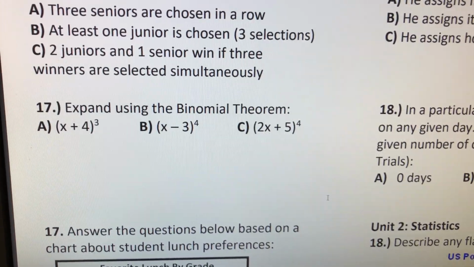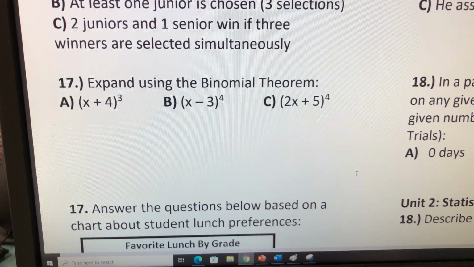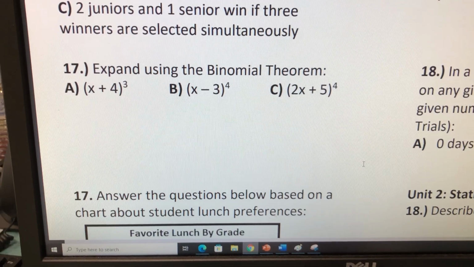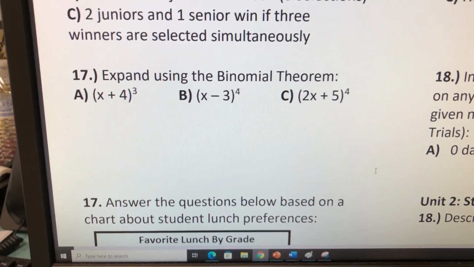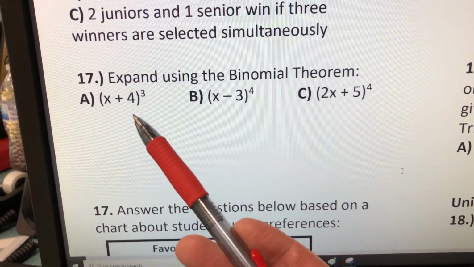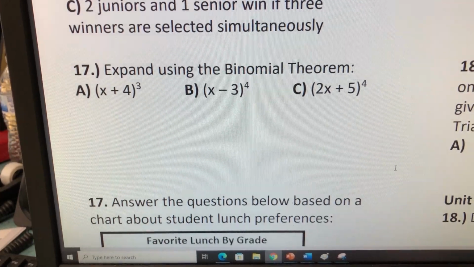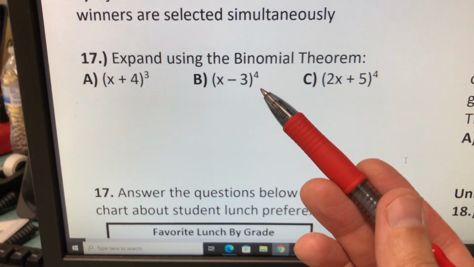Question 17 asks you to expand these binomials using the binomial theorem. And if you remember, the binomial theorem uses either combinations or Pascal's triangle to help you multiply out things that normally would take FOIL. That would be the quantity x plus 4 times the quantity x plus 4 times the quantity x plus 4. And you certainly could do it with FOIL, but it would take a while, especially a fourth power here. That would be very tough.